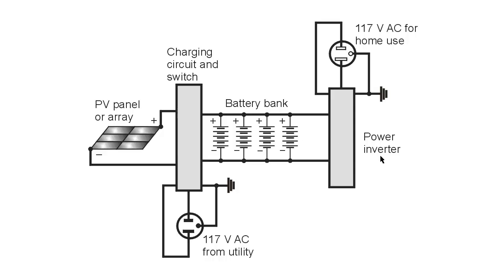The power inverter converts that battery DC, which is typically anywhere from 12 to 48 volts, depending on the type of system, to 117 volts AC at 60 hertz for home use in the United States. In some other countries it's 50 hertz and twice that voltage, about 234 volts.